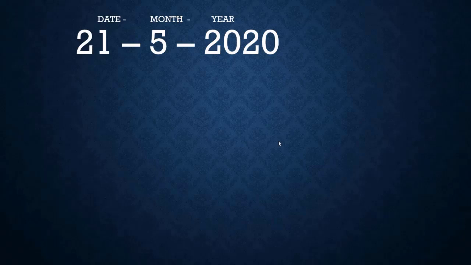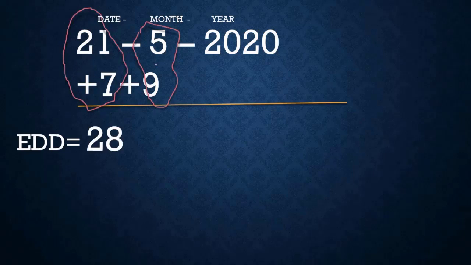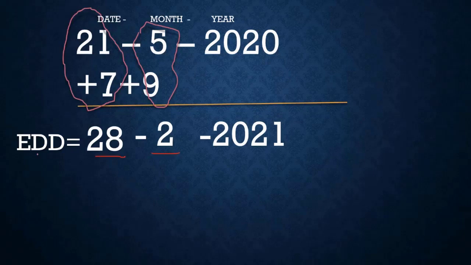For example, the LMP of a pregnant lady is 21st May 2020. So we have to add 7 days in date and 9 months in month. So what will be the EDD? When you add 7 days in 21, the answer will be 28. And when you add 9 months in May, the answer will be February, as February lies in the next year. So here the year will change and you will write 2021. As February of 2021 has 28 days, we will not change the month. So the EDD will be 28 February 2021.